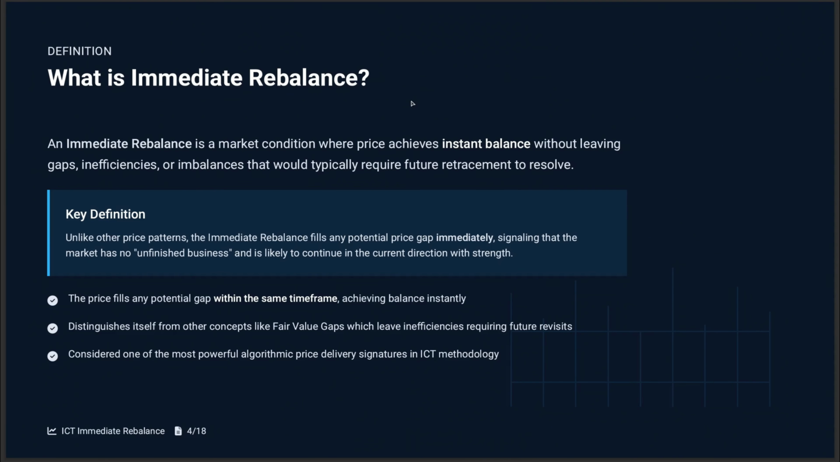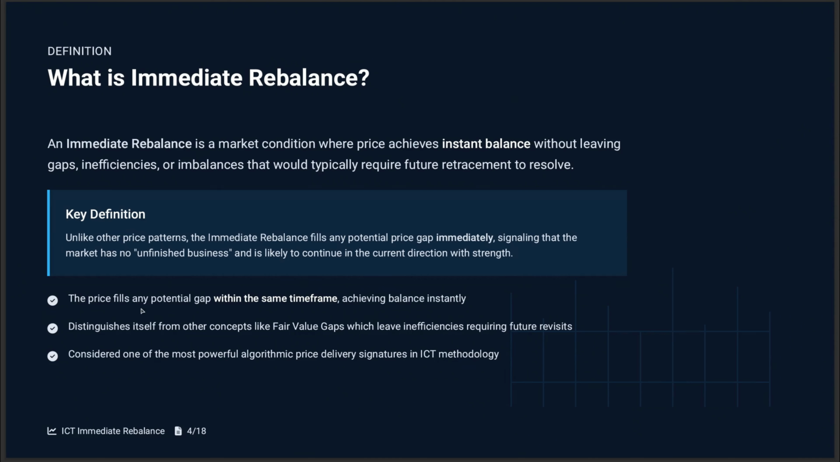All right, so let's start with something very basic. What is an immediate rebalance? An immediate rebalance is a market condition where price achieves instant balance without leaving gaps, inefficiencies, or imbalances of any kind that would typically require future retracement to resolve. So what's the key definition? Unlike other price patterns, the immediate rebalance fills any potential price gap immediately, signaling that the market has no unfinished business and is likely to continue in the current direction with strength.